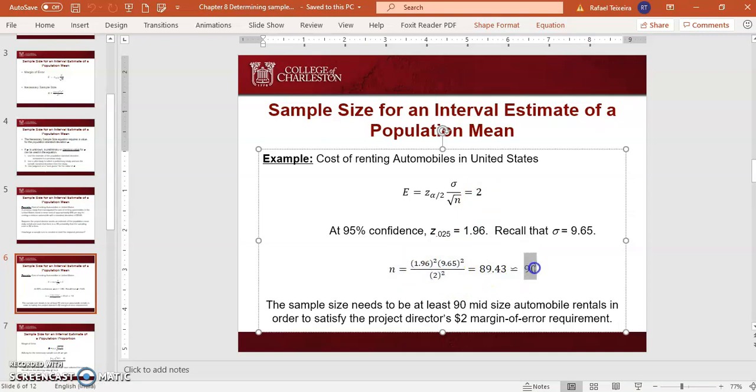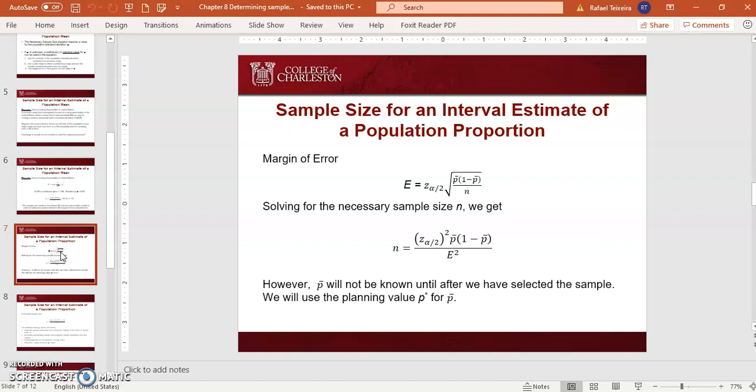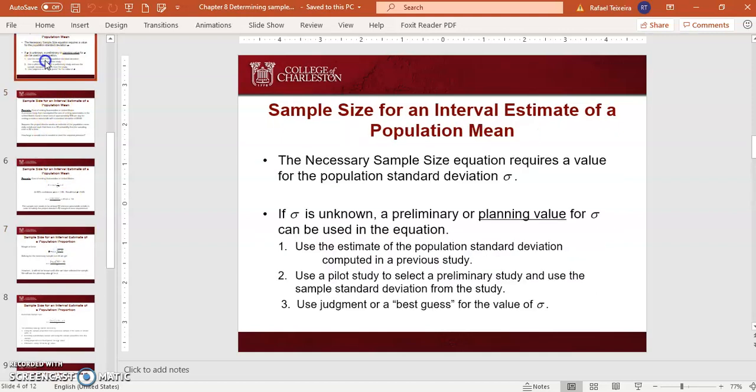which is 90 people, okay? Or 90 observations, 90 cars. So the sample size needs to be at least 90. You can do that by hand, or you can do that in Excel. That's straightforward. I'm going to go back to this slide here.